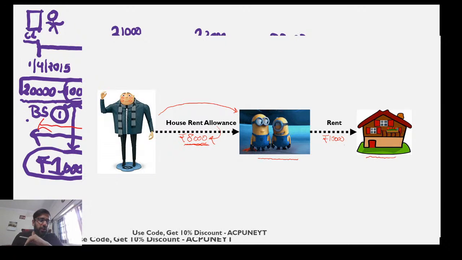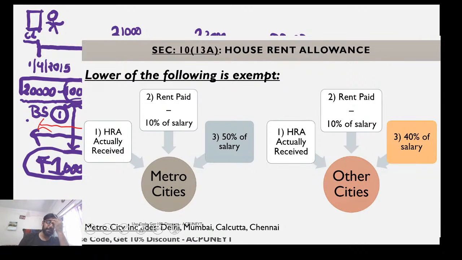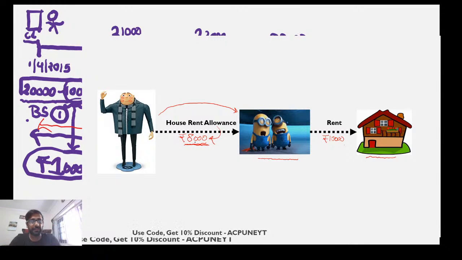Is it clear? So now if you see, minions are getting reimbursement of 8,000 rupees. Now this is partially exempt and partially taxable. We have to see how this is partially exempt and how this is partially taxable. We have to calculate this thing. Sir, how we will calculate whether it is partially exempt or partially taxable?